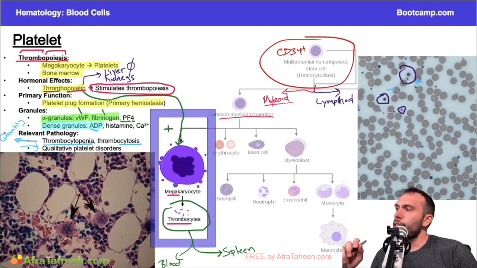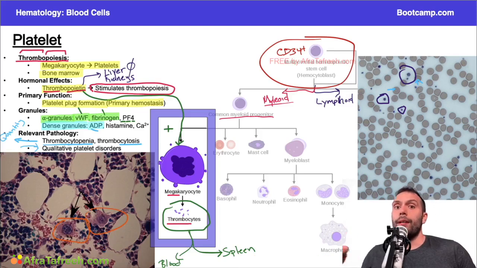And finally here you can see an example of a megakaryocyte. Now in general, it's highly unlikely that you're going to be tested frequently on megakaryocytes. Just remember that megakaryocytes in a lot of situations, when you're looking at them, are going to be in tissues such as the bone marrow, for example.